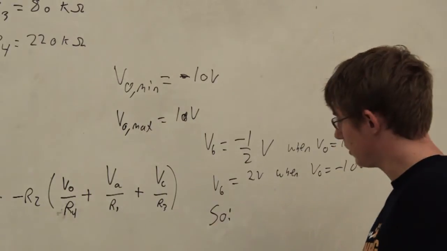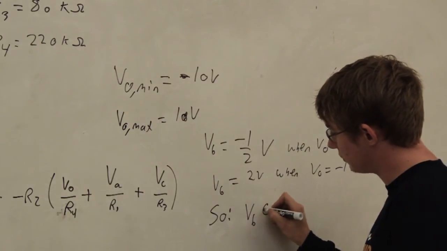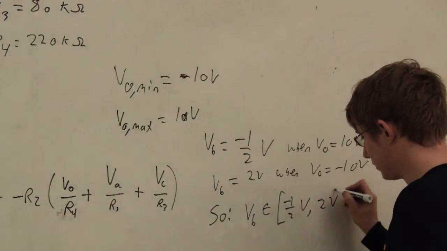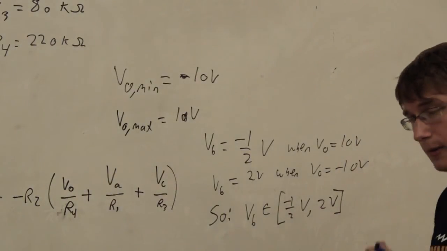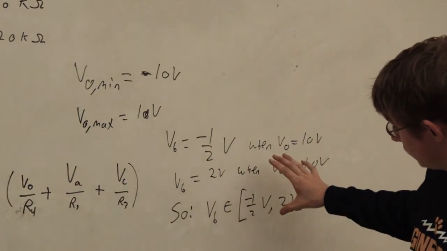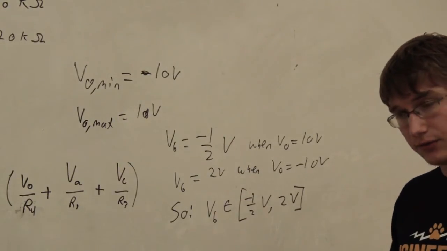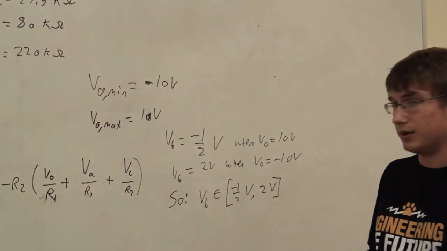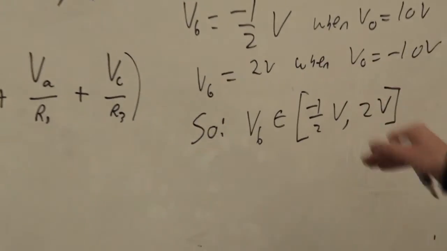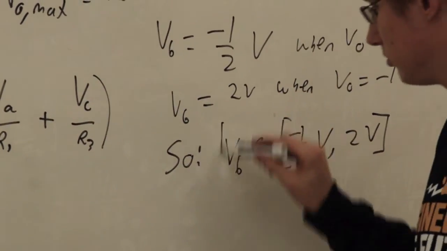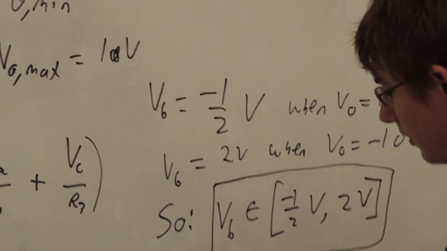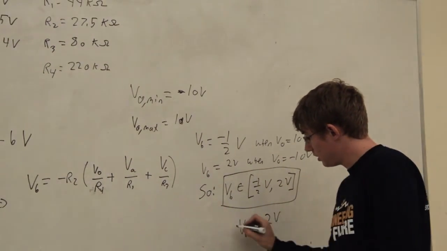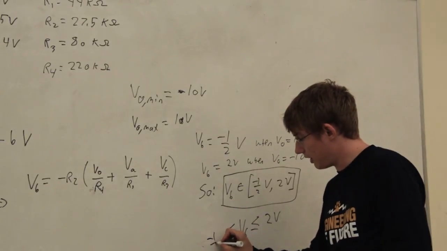So VB is in the range negative 1/2 to 2 volts. This is just all the real numbers from and including negative 1/2 up to and including 2. This sign here just means that VB is in that range. Put another way, VB has to be less than or equal to 2 volts and greater than or equal to negative 1/2 volts.